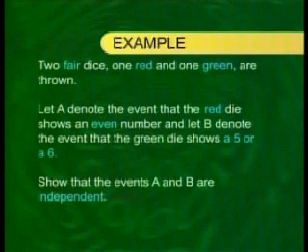The equation that I presented to you: probability of A intersection B is equal to probability of A into the probability of B, if A and B are independent. Let us apply this to an example. As you now see on the screen, two fair dice, one red and one green, are tossed. Let A denote the event that the red die shows an even number, and let B denote the event that the green die shows a 5 or a 6. Show that the events A and B are independent.